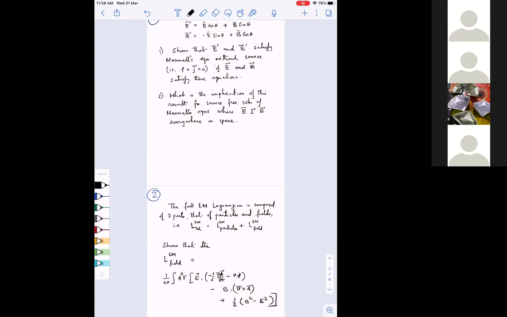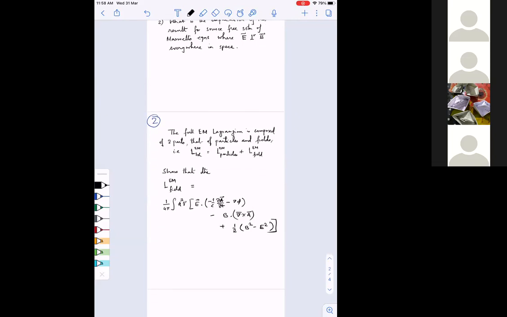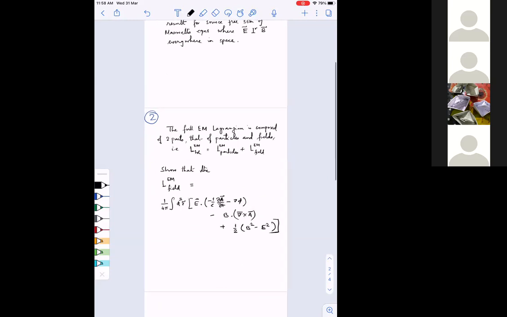Sir, for the second part. Second question, yes. We can directly prove that it satisfies all the equations and constraint equations directly by verifying that. Which one? This one, question number 2?